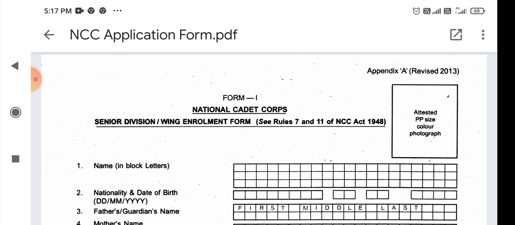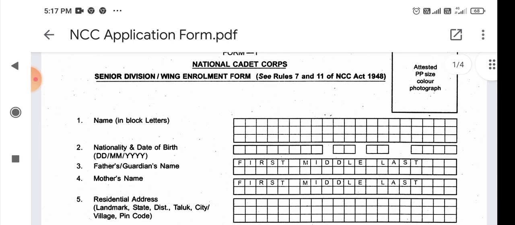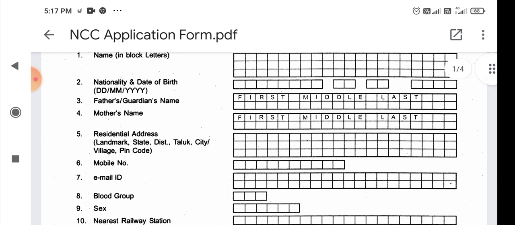In this, firstly you have to paste an attested passport size color photograph in the top right column, then write your name in block capital letters with one space. If your name is Gogul Lal, then that means Gogul space Lal. That is the mode of writing your name. Then nationality, date of birth, father's or guardian's name, mother's name, residential address.